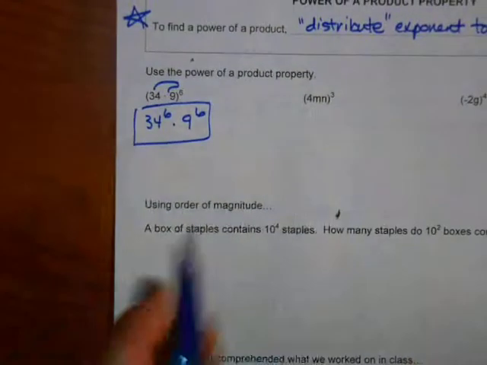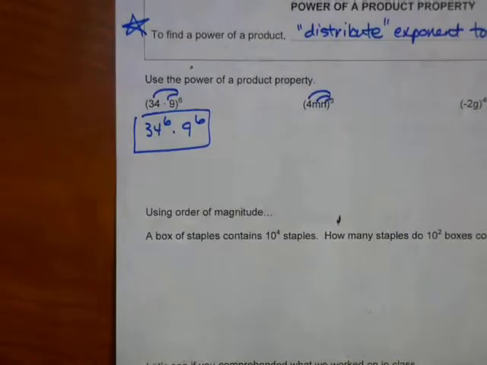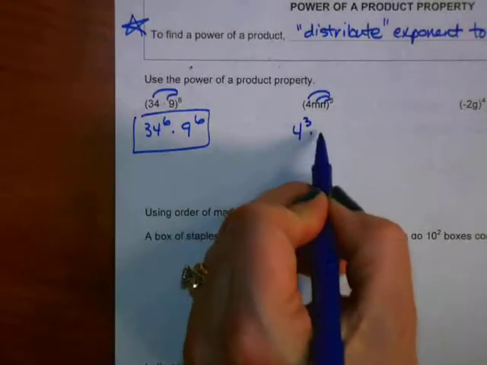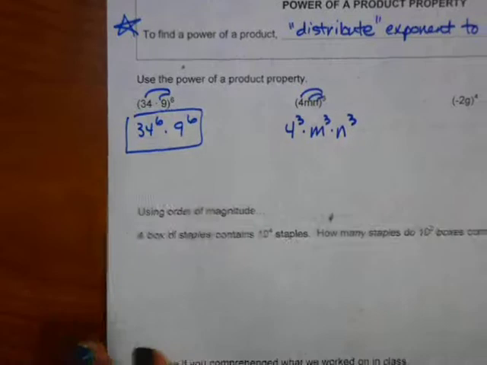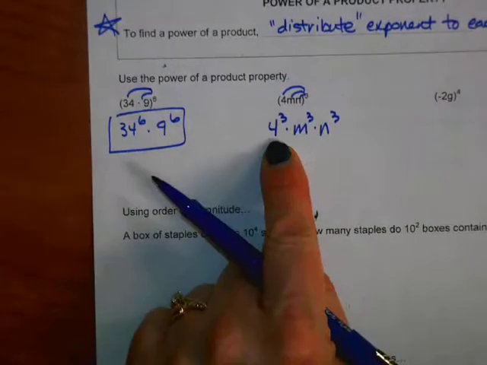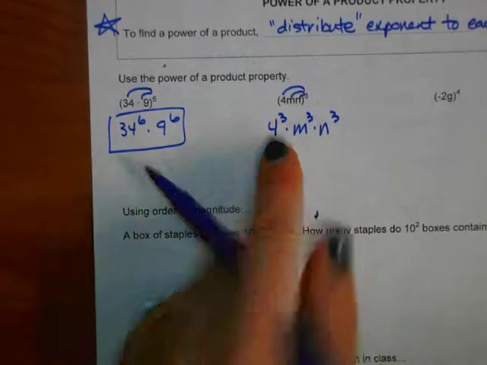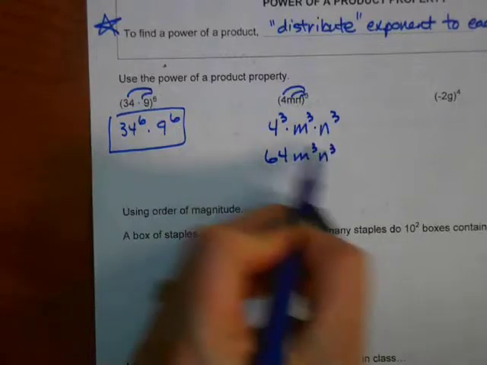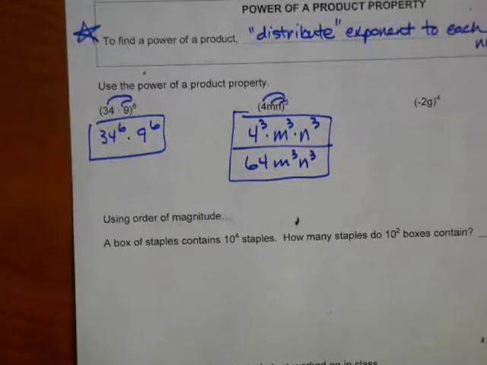Now here, you take that 3 and you put it on all of them, even the number. So you have 4 cubed times m cubed times n cubed. I don't care if you leave your answer as 4 cubed. You can go to the calculator and find out that that's 64 and write 64. That doesn't matter to me. So you could write it either way. Both ways would be correct. Doesn't matter. Okay?